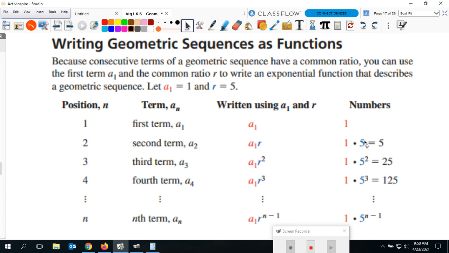For the second position, 2 minus 1 is 1, so 5 to the first power, which is just 5, and so 1 times 5 is 5. If you put 3 here for the third position, 3 minus 1 is 2, and so we're going to get 5 squared, which is 25. 25 times 1 is 25. And then same thing for the fourth position, put 4 here. That's going to give you a 3 for an exponent. 5 to the third power is 125 times 1 is still 125. So that's what we're doing every time. We're just putting in the position number for the n.